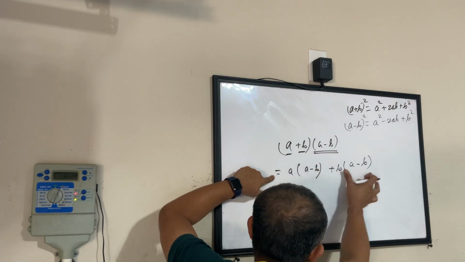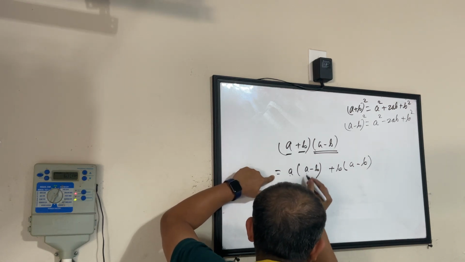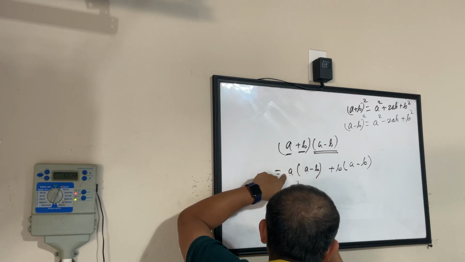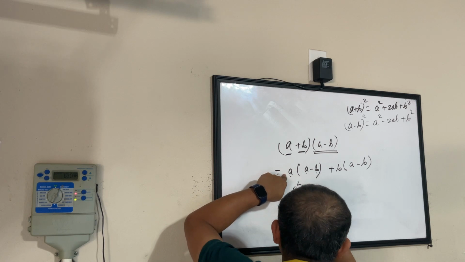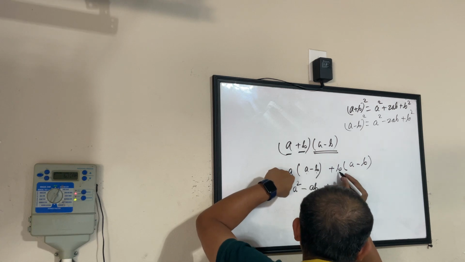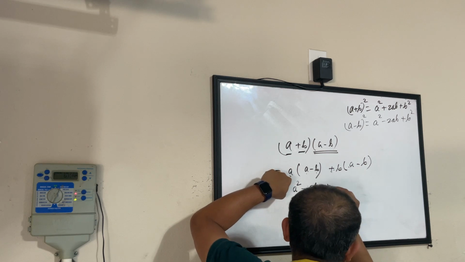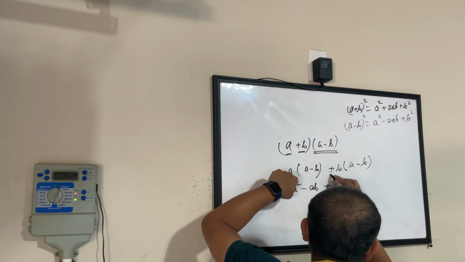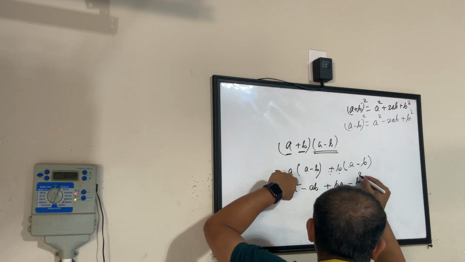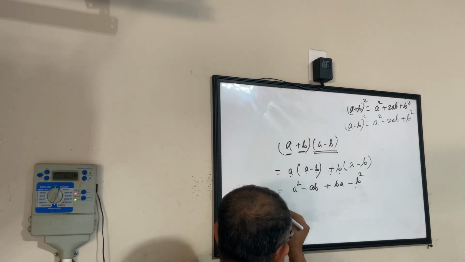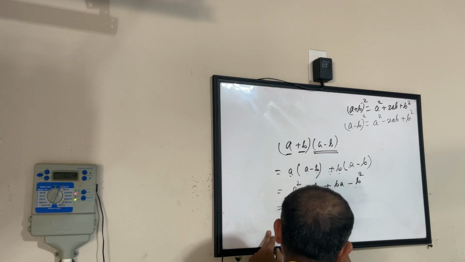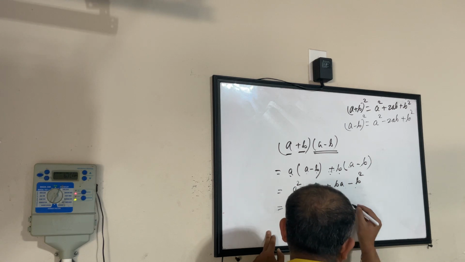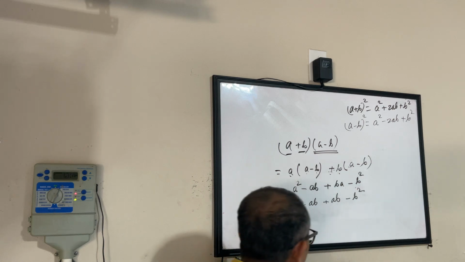Now I'm breaking open both the brackets one by one. A into A becomes A square. A into minus B, signs are different, I'll get a minus. A into B is AB. Plus B into A, both are same sign, so it will remain plus BA. Minus, both are different signs, so it will become B into B, B square, negative of that. Now same thing: A square minus AB plus B into A, or BA, I can write this as AB as well, minus B square.